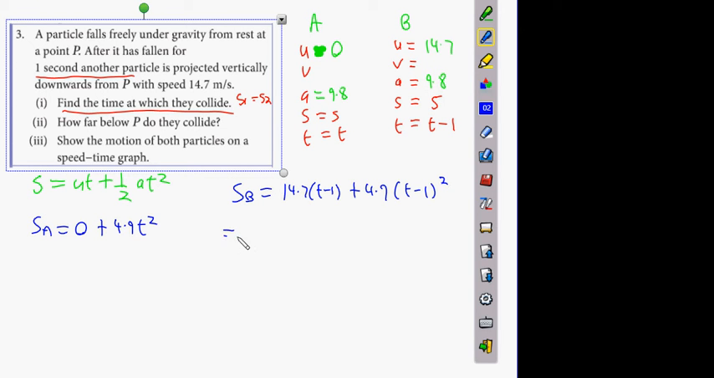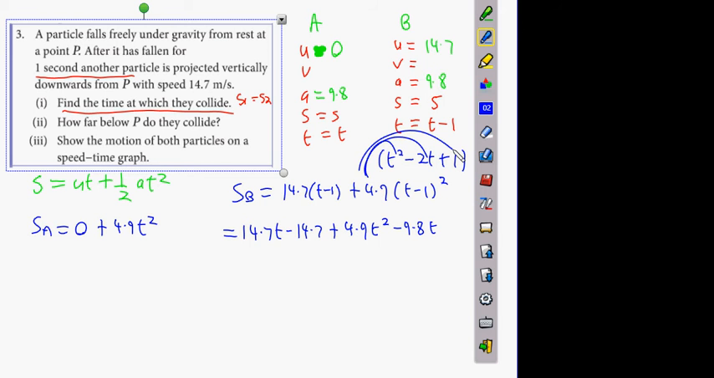We're going to have to multiply this out. We get 14.7T minus 14.7 plus, when you multiply that out, you guys do this in your sleep at this stage, T squared minus 2T plus 1. Multiply that by 4.9: 4.9T squared minus 9.8T, and plus 4.9. Now SA equals SB, so all this equals 4.9T squared.